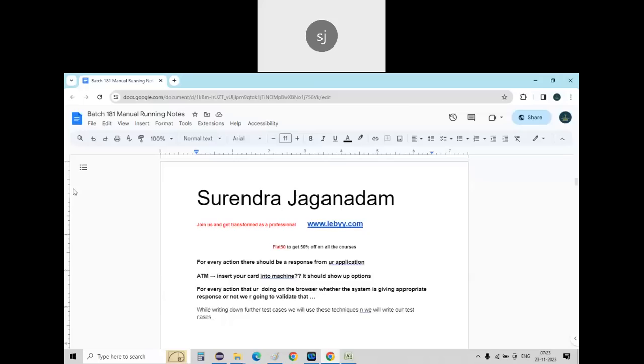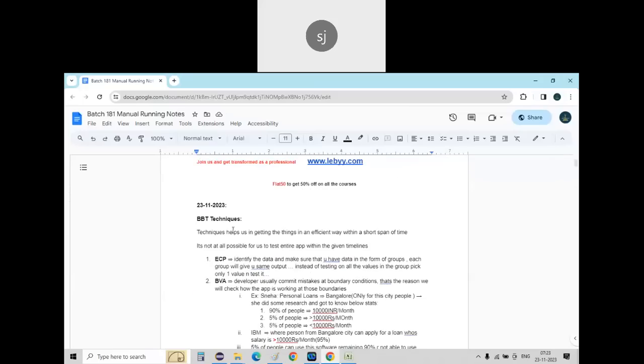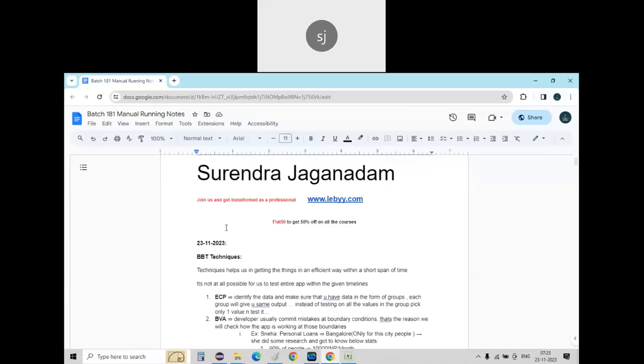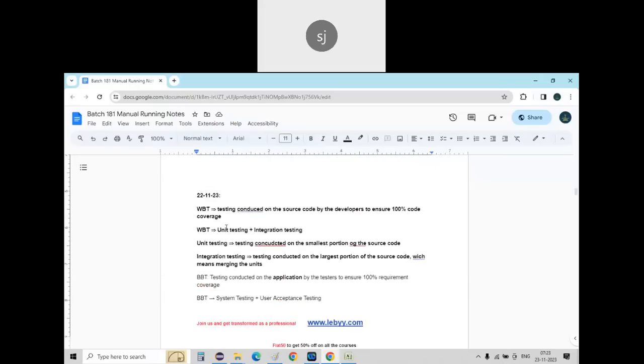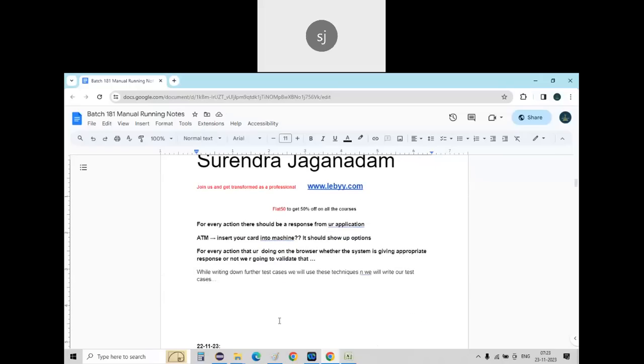So these are the various black box testing techniques that we have. You guys need to remember these techniques so that you can easily test a particular application. Perfectly all right. So guys, we studied about exhaustive testing, and we studied about black box testing techniques.